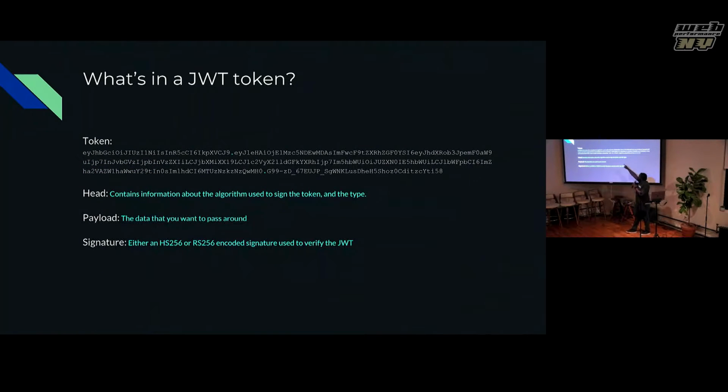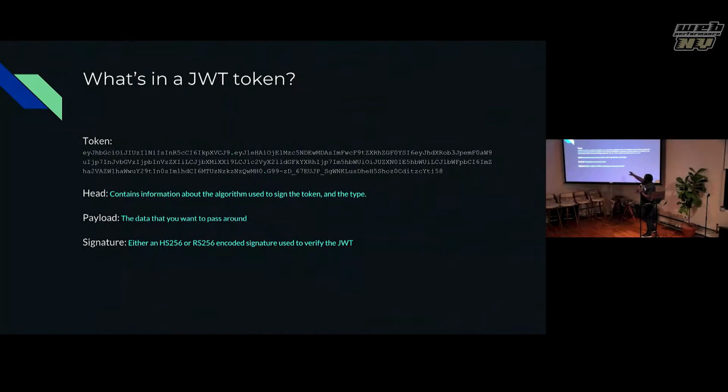It's separated into three parts. There's the head, the payload, and the signature. The head has information on what the JWT is. It'll say the type of encryption, et cetera. The payload is information that you want to send in the JWT. And the signature is how you authenticate.